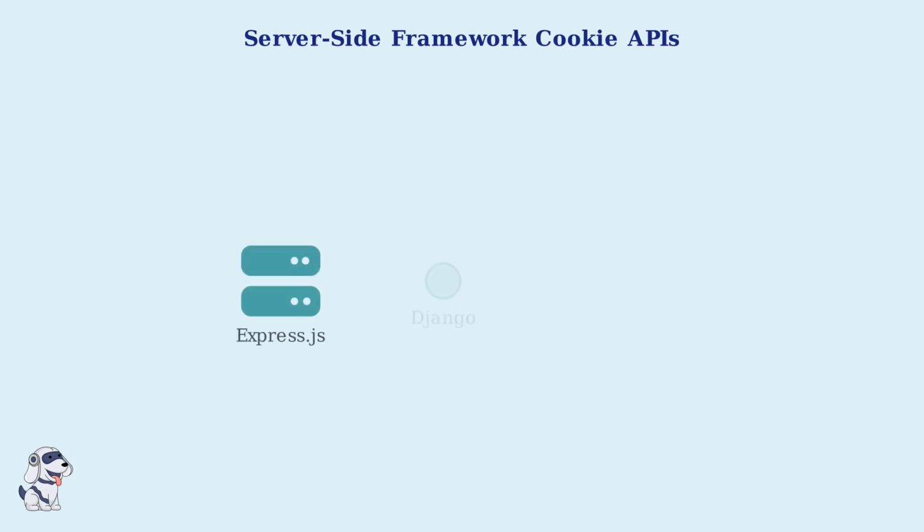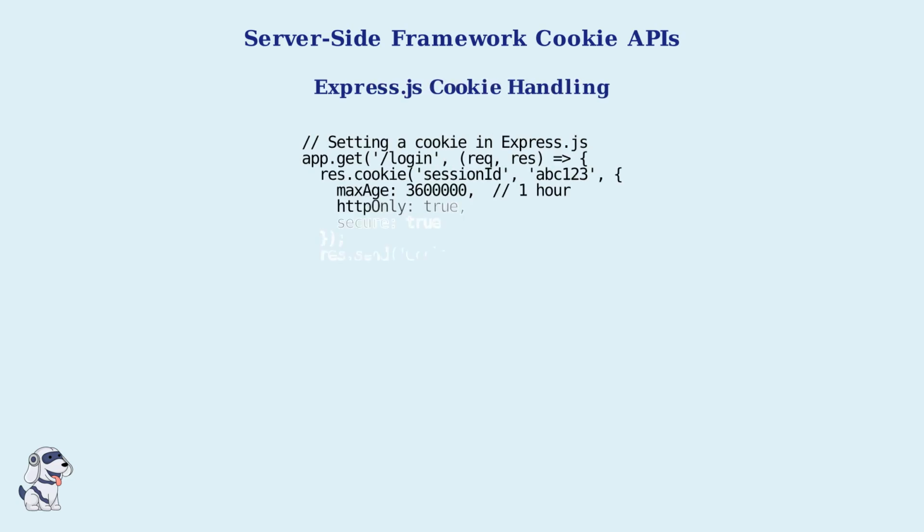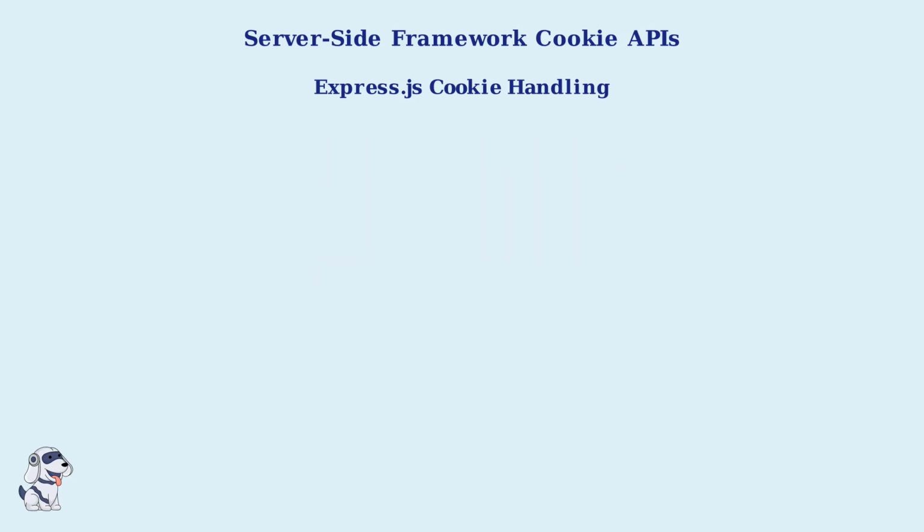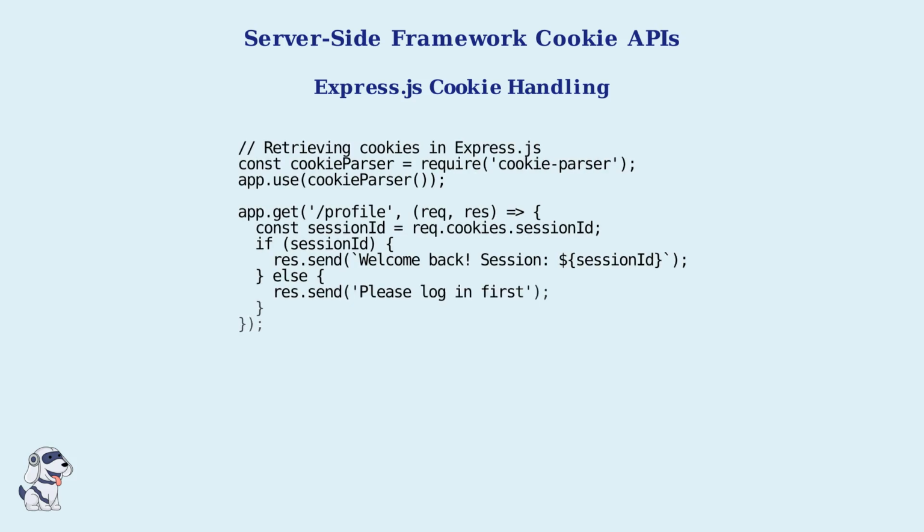Server-side frameworks provide powerful abstractions for working with cookies, eliminating the need to manually manipulate HTTP headers. These frameworks offer convenient APIs that handle the complexity of cookie parsing and setting behind the scenes. Let's start with Express.js, a popular Node.js framework. Express provides simple methods to set and retrieve cookies without dealing with raw headers. Here's how you can set a cookie using Express. Retrieving cookies in Express is equally simple.